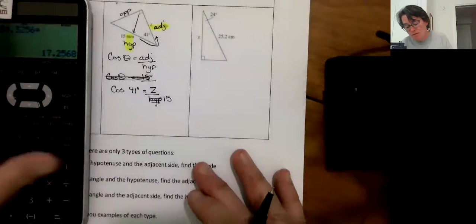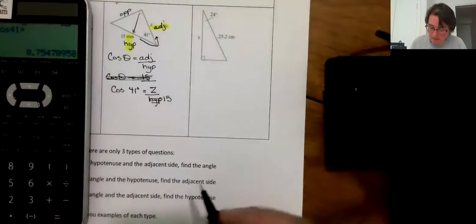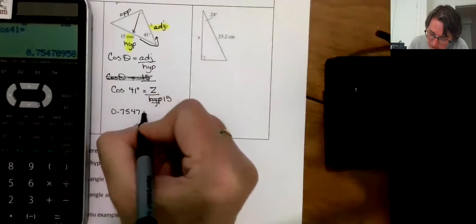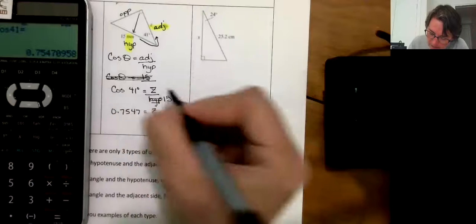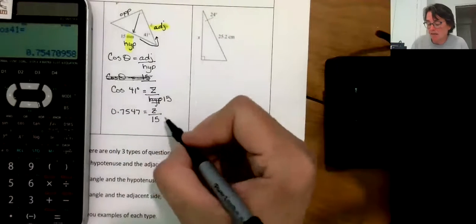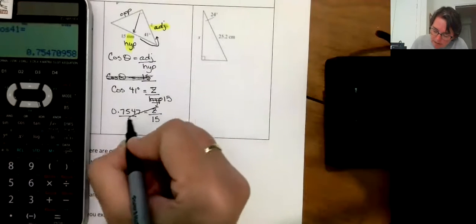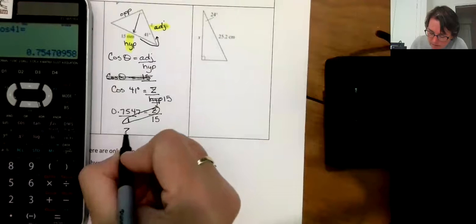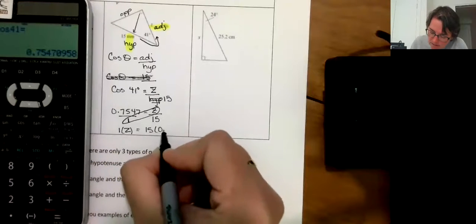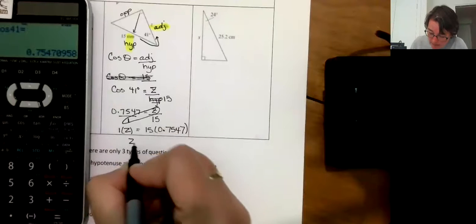So let's go cos 41. So 0.7547 is equal to Z over 15. I'm going to write it like that because otherwise it looks like a 2 over 15. So when I'm missing either the hypotenuse or one of the sides, I know I have to cross multiply. So Z times 1 is 15 times 0.7547. 1 times Z is just Z.